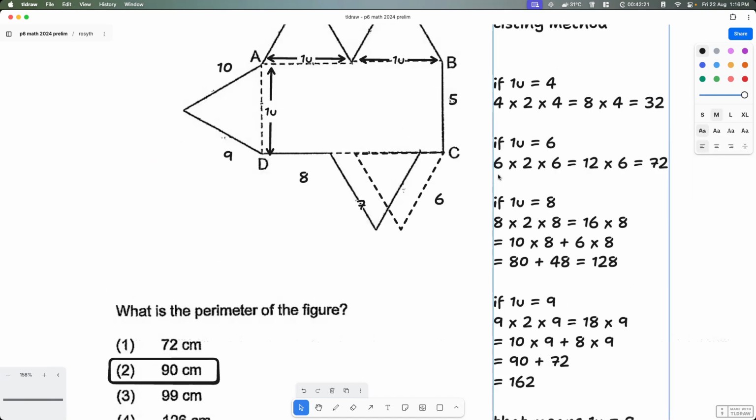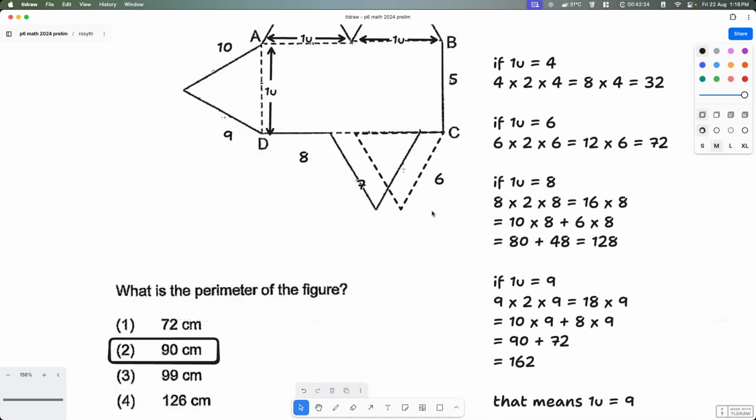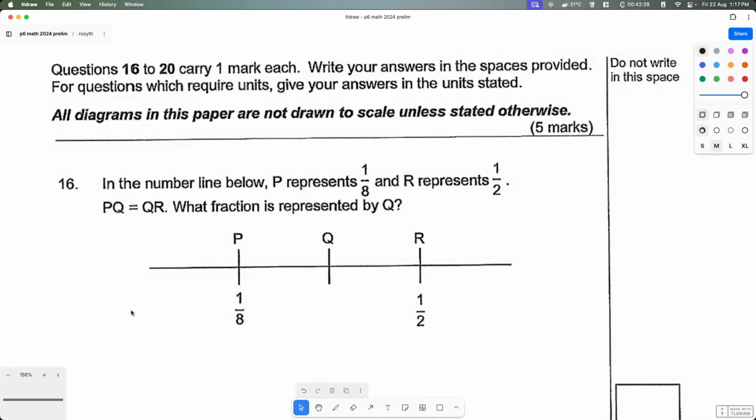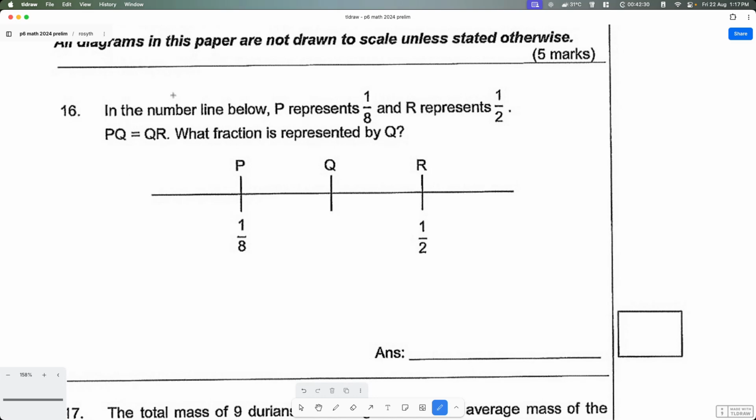Sally, yeah, we have to do the listing method lah to get this. Okay, let's move on to the next question. Question 16. All right, so it says here in the line below, P represents 1/8 and R represents half. PQ is equal to QR. What fraction is represented by Q?